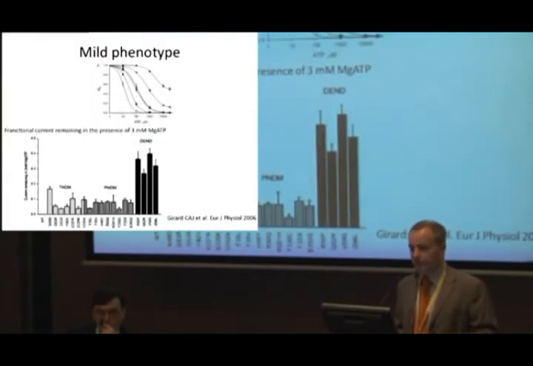What does mild phenotype mean? We can say that mild phenotype is related to transient or just permanent neonatal diabetes caused by potassium channel mutation, and in almost all cases we can treat these patients efficiently using sulfonylureas.